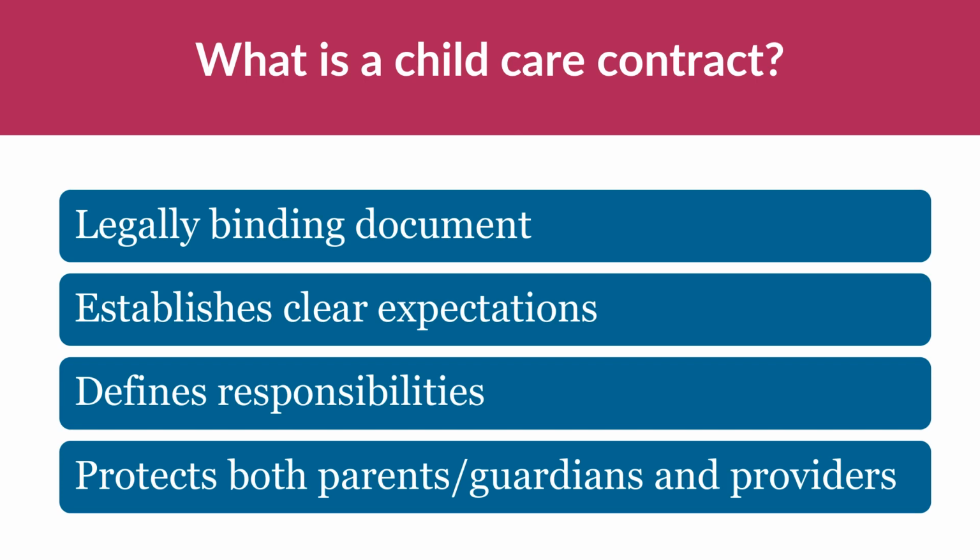Let's start with what is a child care contract? A child care contract is a legally binding document that outlines the agreement made between a family or party responsible for payment of child care services and the child care business for care for the family's child or children. Child care contracts are crucial for child care businesses because they establish clear expectations and responsibilities for both parties. Beyond clarifying key details, this legally binding document will protect both parties in the case of a dispute.